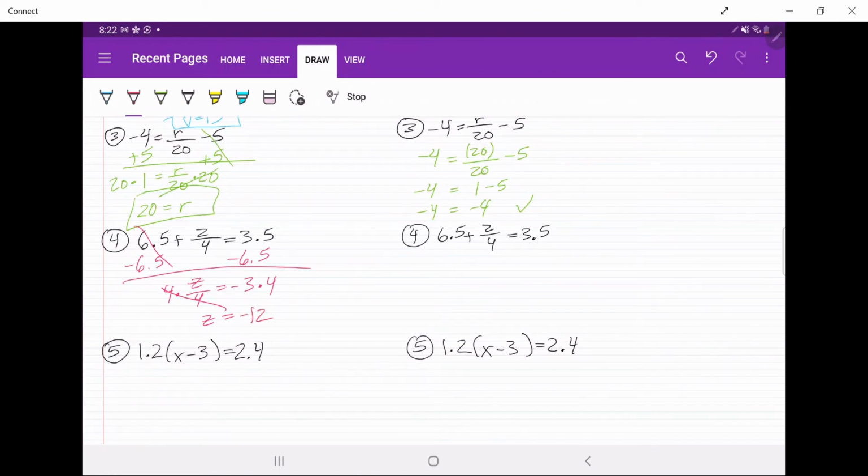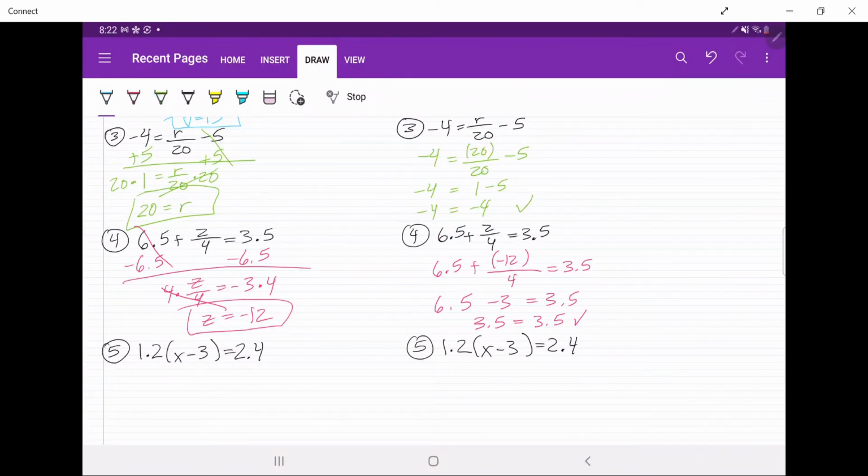Let's check to see if our answer is correct. 6.5 plus z, where z is negative 12, so I substitute that in, over 4 equals 3.5. Negative 12 divided by 4 is negative 3. 6.5 minus 3 is going to give us 3.5. And 3.5 does equal 3.5. So we know our answer z equals negative 12 is correct.